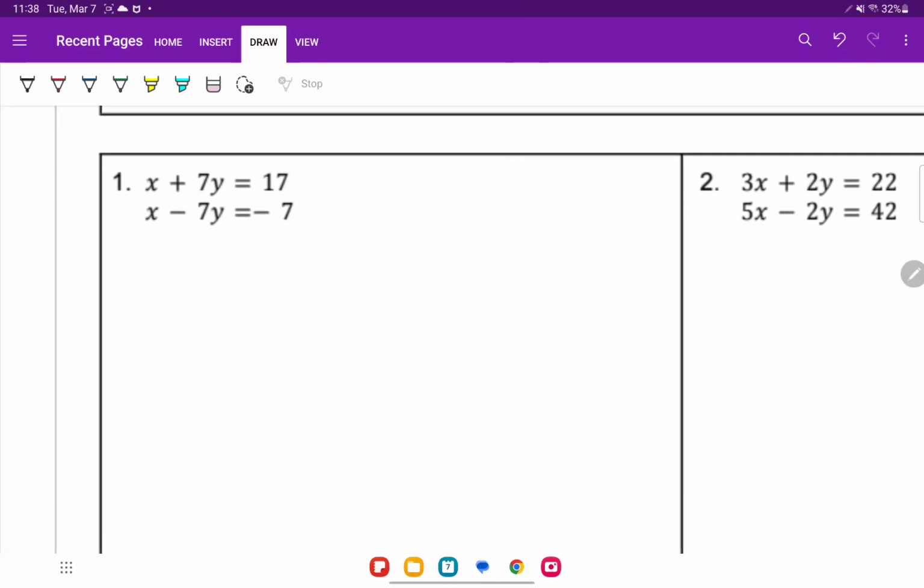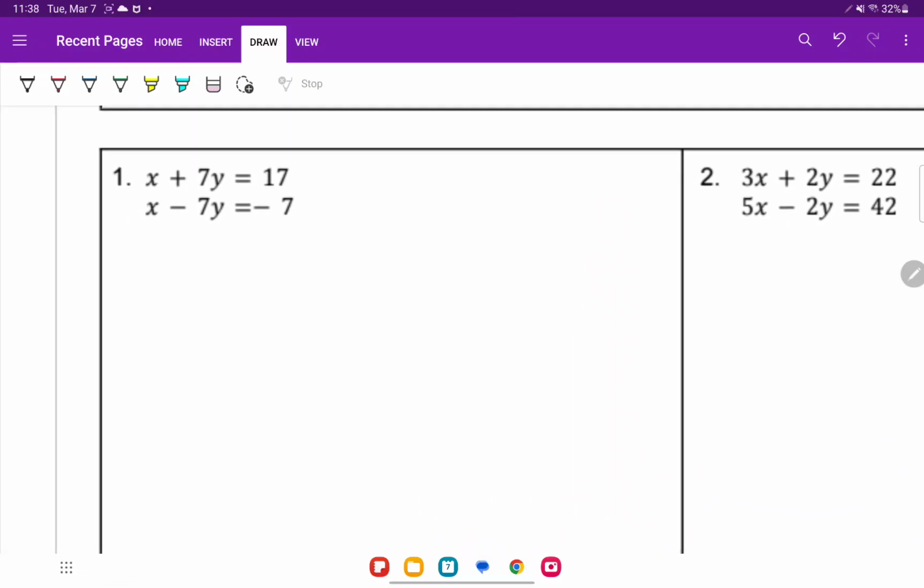All right, so for number one, first, you want to make sure they're lined up together so the x's are in a line, the y's are in a line, and the constants are on the right side. So pretty much that's standard form. So here we're going to look to eliminate one of the variables. And if you look, you can see the y's are already opposites. So we can actually cross these y's out when we add. So here we have x plus x is going to be 2x. And then 7y minus 7y is 0, so we don't need that. And 17 minus 7 is 10.